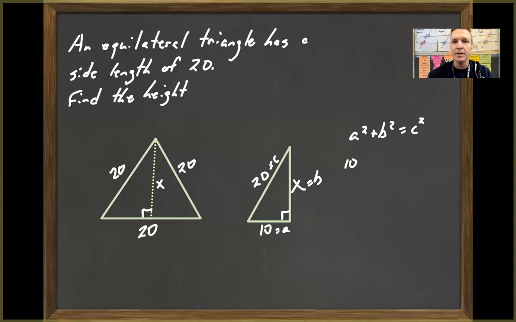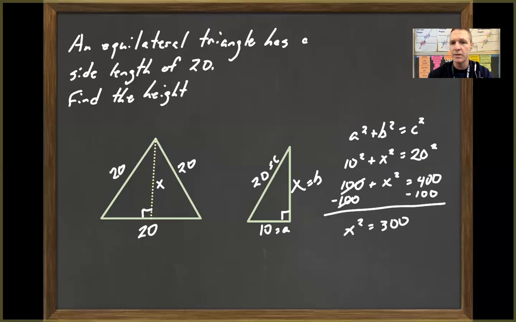So let's go ahead and plug that in. What do we get? We get 10 squared plus x squared equals 20 squared. Well, what is 10 squared? 10 squared is 100, plus x squared equals 400. Well, now this is an algebra problem. We need to do a reverse order of operations. So we subtract 100 from both sides, and you end up with x squared equals 300.